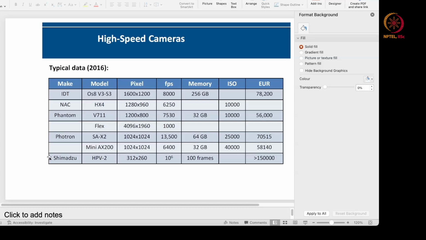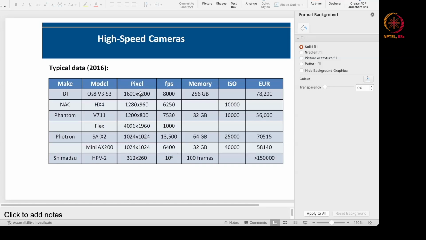And Shimadzu, which is the HPV2, has a very low pixel count, but the framing rate is 1,000,000, and the memory can hold only 100 frames. Price is more than 150k euros. So this is a very small pixel resolution, but it can take 1,000,000 frames per second. This is appropriate for very high-speed events, which last for a very small duration. That's why the memory can hold up to 100 frames at 1,000,000 frames per second at that kind of resolution. This is a particular feature of Shimadzu. No other camera can go up to that.